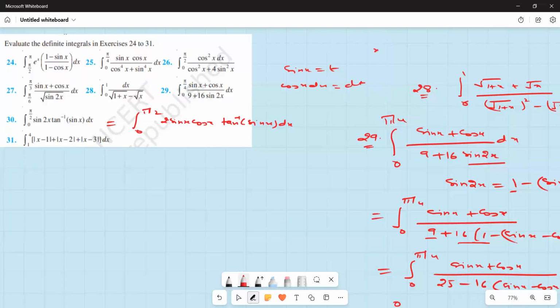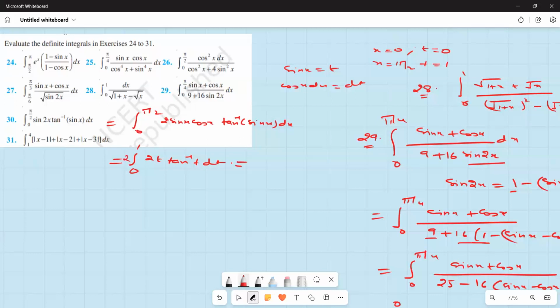When x is equal to 0, sin x is 0, so t is equal to 0. When x is equal to pi by 2, then t is equal to 1, since sin pi by 2 is 1. So the limit will be 0 to 1, 2 t tan inverse t dt. Clear? Solve it. 2 will come out.